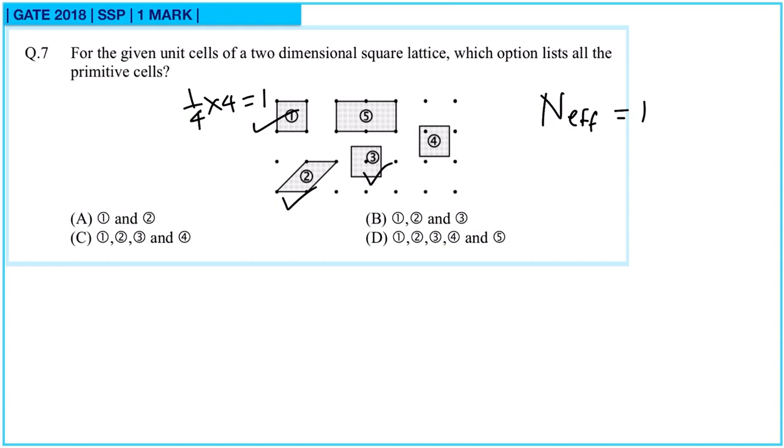It has only 1, 4, 5. And in case of 5, it will be 1 by 4 into 4 plus 1 by 2 into 2, that is equal to 2. So this one is not primitive. So option C is correct. 1, 2, 3, 4 are primitive cells.